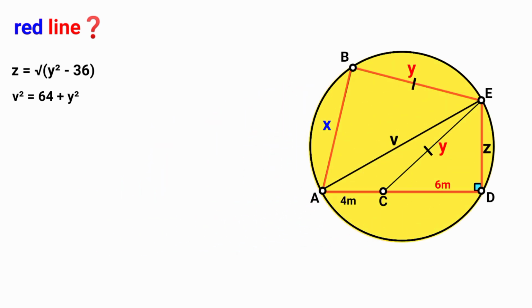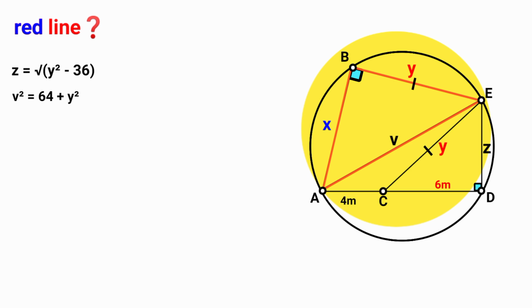All 4 of its vertices are lying on the circumference of the circle. That makes it a cyclic quadrilateral. One of the properties of a cyclic quadrilateral is that opposite angles are supplementary. That is, this angle and this angle must sum up to 180 degrees. So since this is 90 degrees, this must be 180 degrees minus 90 degrees, which is 90 degrees. That is, it is also a right angle.